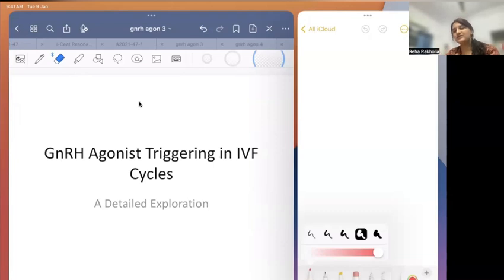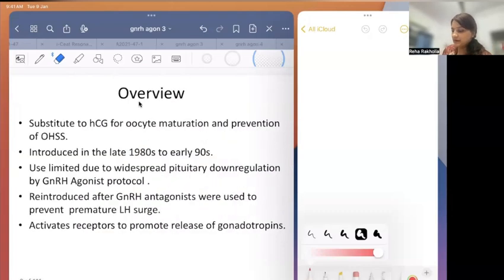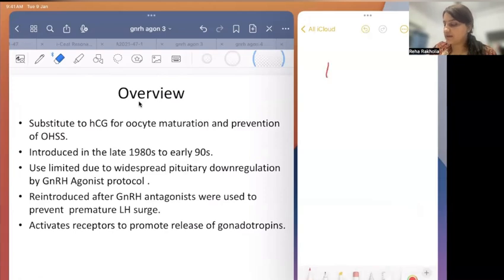I'm going to teach GnRH agonist triggering in the IVF cycle. The trigger we usually use is HCG. Initially, we only used HCG, because the GnRH agonist protocol was used initially. How does the GnRH agonist work?